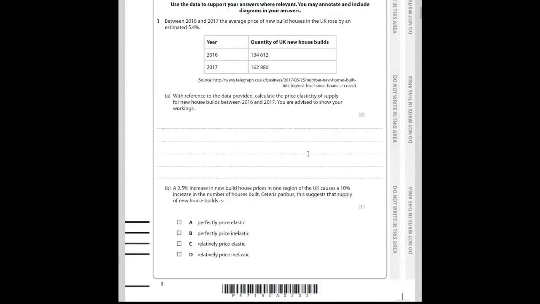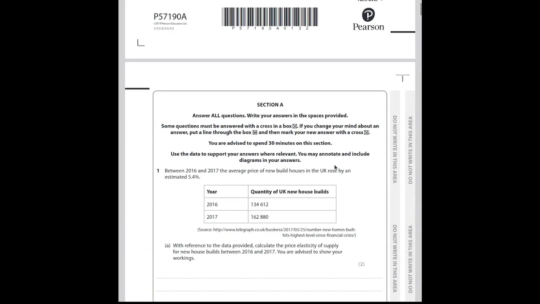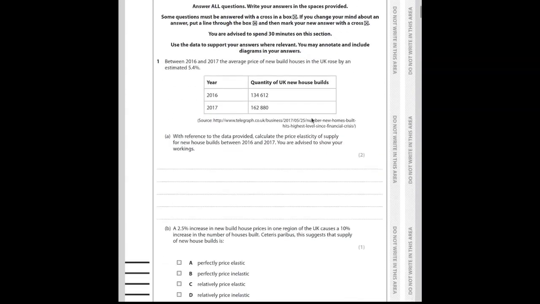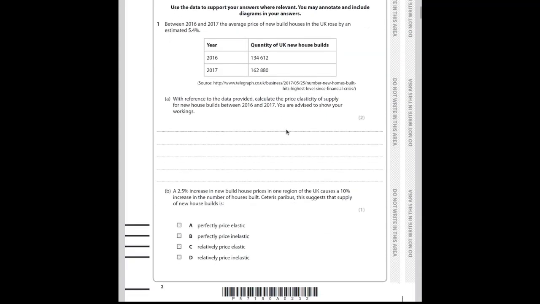This video is a walkthrough of a paper 1. We're going to do the short answer questions. It's a paper 1 for Edexcel. It's this paper, Monday the 20th of May 2019. My suggestion is go and do the multiple choice and then come back and we can compare the answers that we get. We'll start here with question 1.